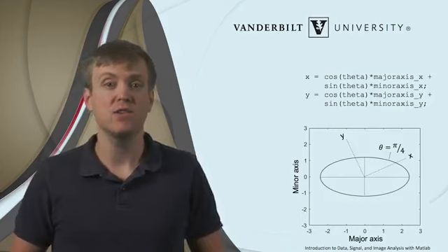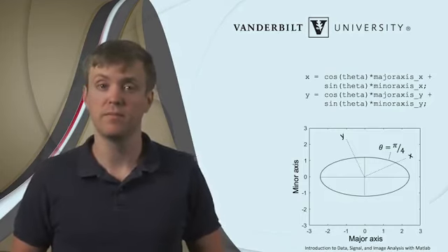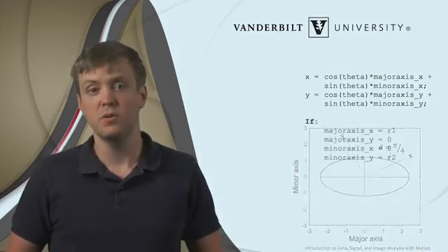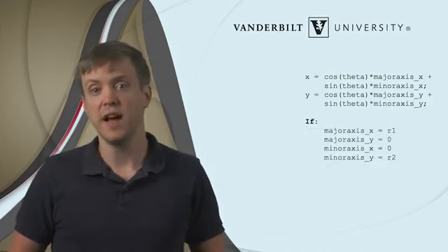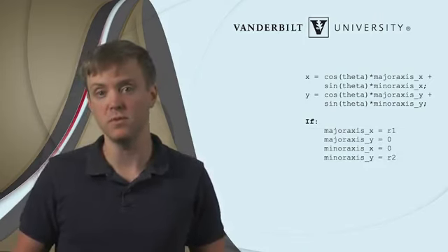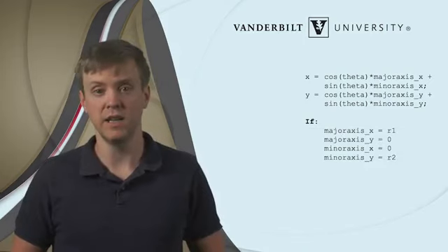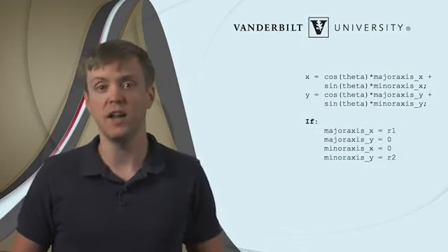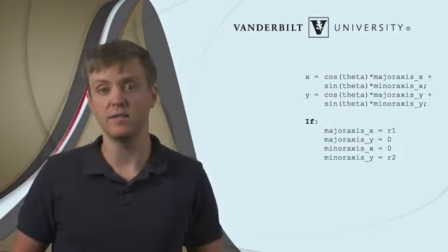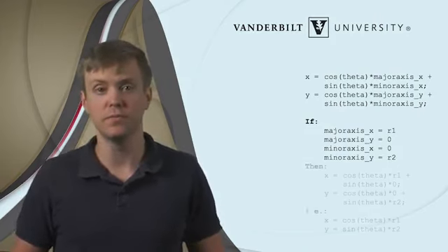How does this relate back to our original ellipse? Does all of the same mathematics apply? For our original ellipse, the major axis is in the x direction, so major axis x equals r1 and major axis y equals 0. Similarly, the minor axis would be in the y direction, and minor axis x equals 0, and minor axis y equals r2.